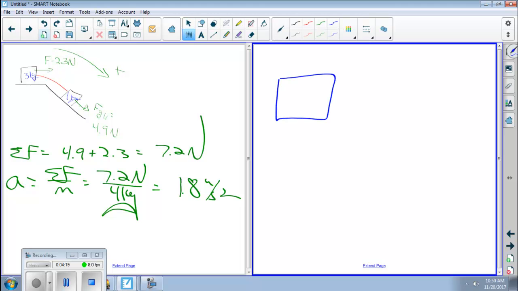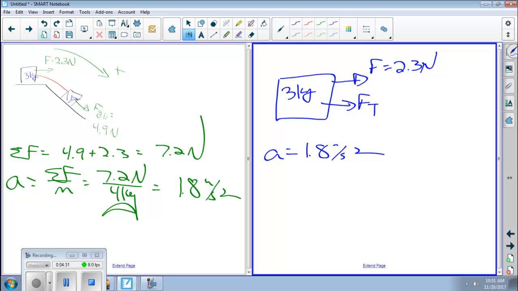All right, so here's the 3 kilogram box. Here's what I know. I know there's an applied force of 2.3 newtons on it. And I know tension is pulling it forward. I know the acceleration is 1.8 meters per second squared. So what should I do? Find the net force, right? So 1.8 times 3 is 5.4 newtons, is that right? Now I can solve for the tension, right? And it's going to have to be 3.1.